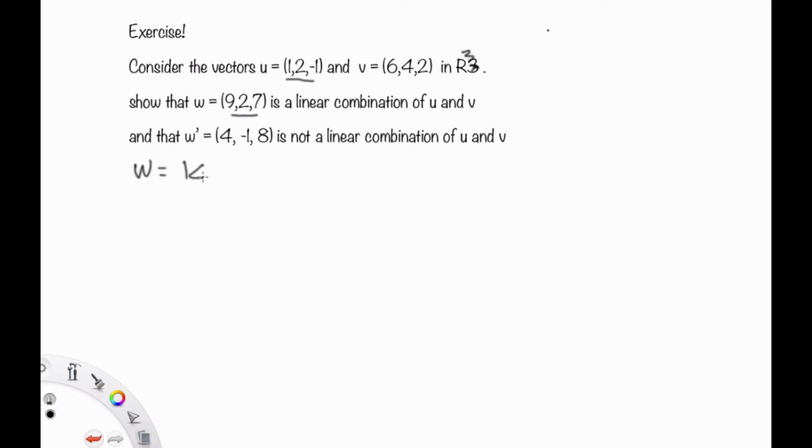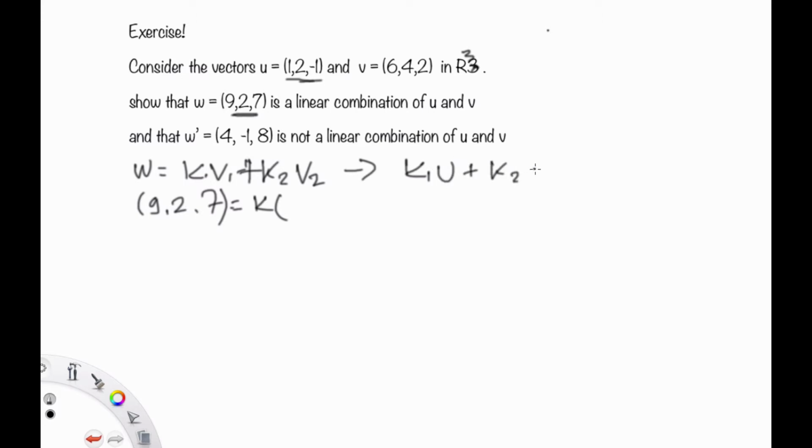So we can write w equal to k1 v1 plus k2 v2. We input the value of w, 9, 2, 7, and it will be k1 times the value of u. Or we can say k1 u plus k2 v. The name of the variable does not matter, as long as we understand that it is the vector in each case.